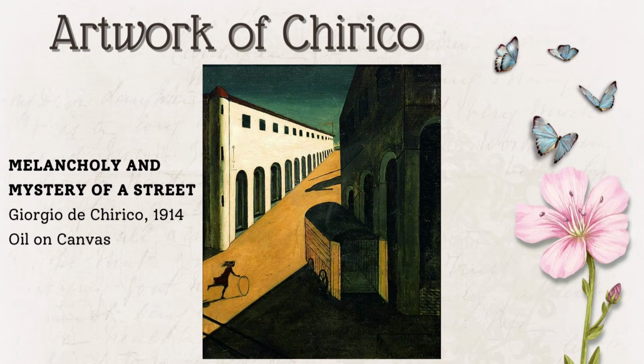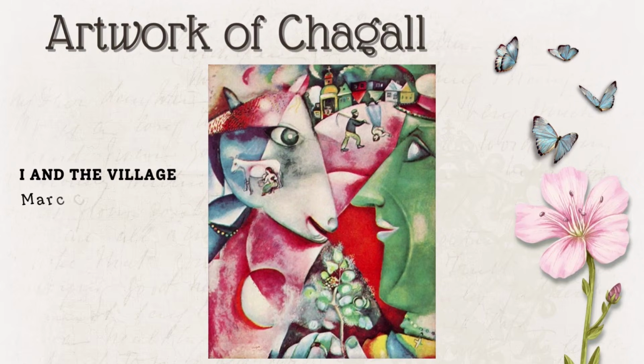Here are some of the artworks of Chirico. The first one is called Melancholy and Mystery of a Street, which is an oil on canvas painting he did way back 1914. One example of the artwork of Chagall is called I and the Village, which is an oil on canvas painting he did way back 1911.